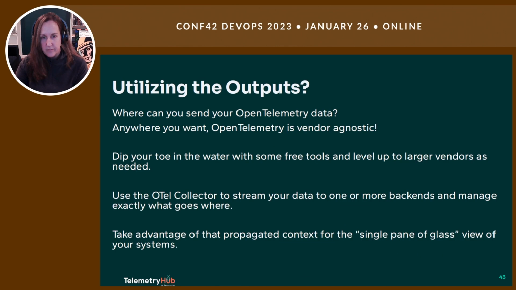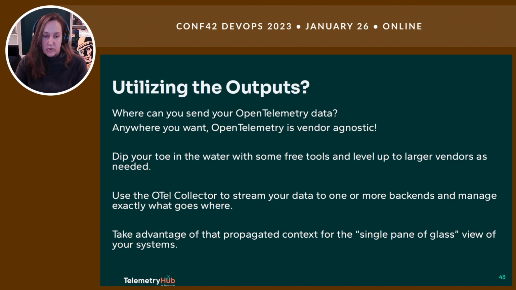So, sounds good. I can instrument OpenTelemetry in my application and in my infrastructure, and that'll give me all the information I need to achieve observability. What do I do with it? So this is the great thing about OpenTelemetry: it gives you a really vendor agnostic approach to generating and sending your telemetry data.